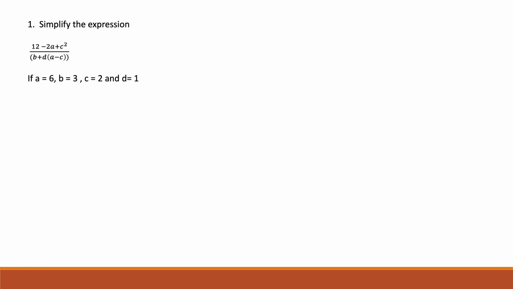As we'll typically do whenever we begin a lesson, we're always going to start by taking a step back and talking about some of the things we've learned in recent lessons. So here's a pretty challenging question. Simplify this expression. A is 6, B is 3, C is 2, and D is 1.